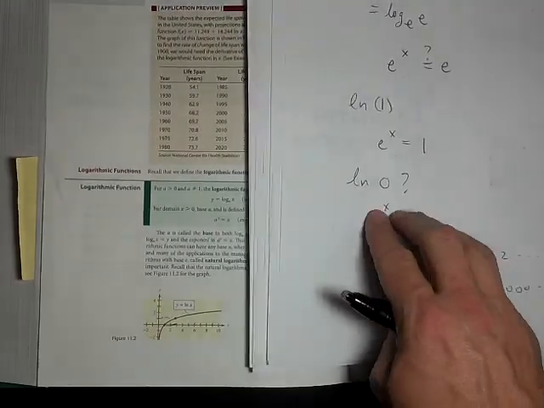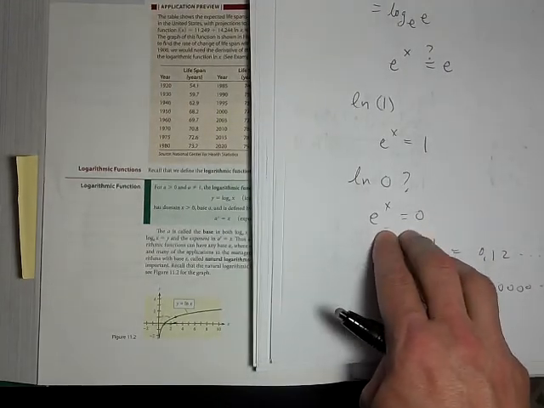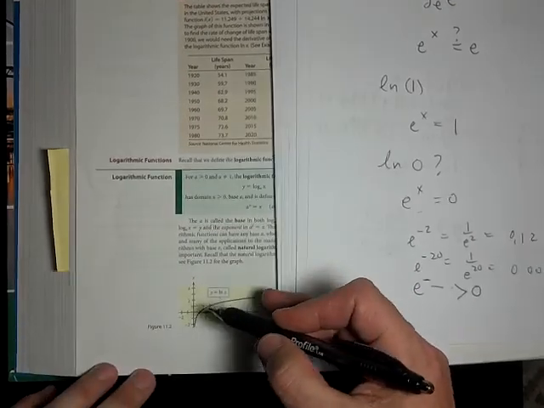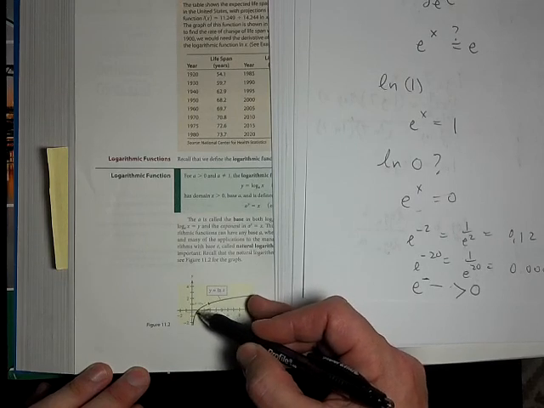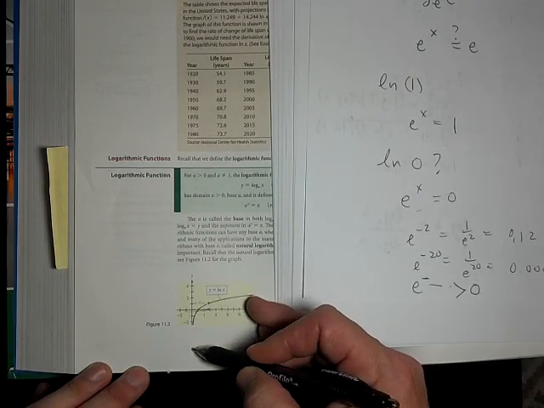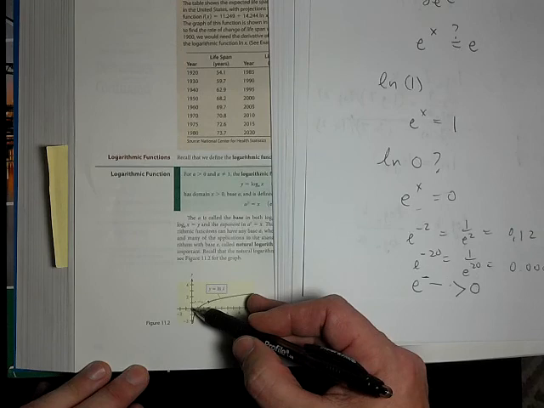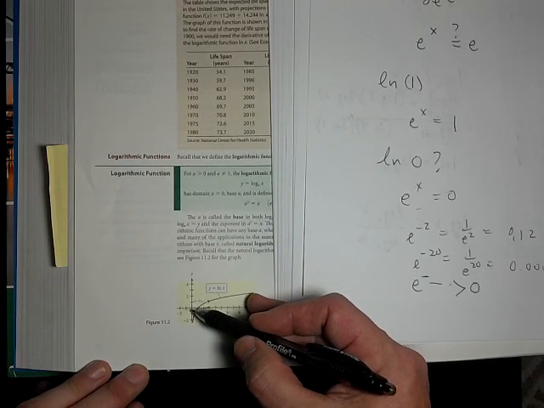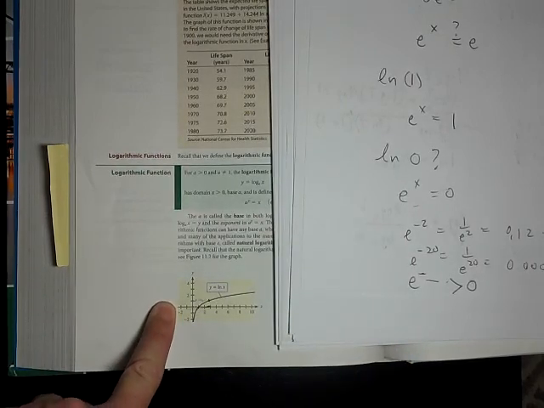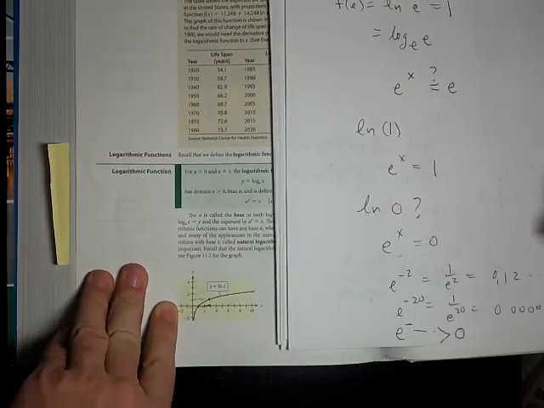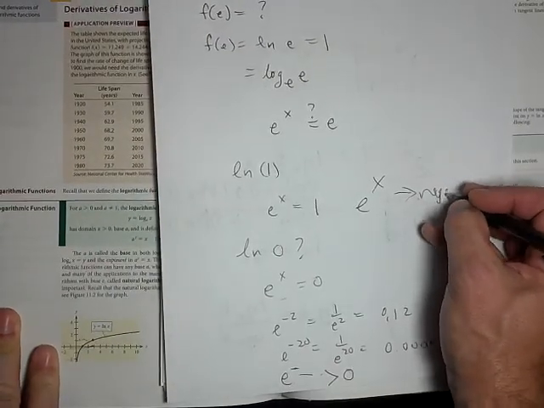In other words, there is no number that when you raise e to the power of it, you get 0. And that's why in this graph, when x equals 0, there is no value, because this curve asymptotically approaches this axis. There is no such thing as natural log of 0, or log base 10 of 0, or log base anything of 0. You also can't get a negative number either, because you can't raise e to the power of a number and get a negative value. That's impossible.